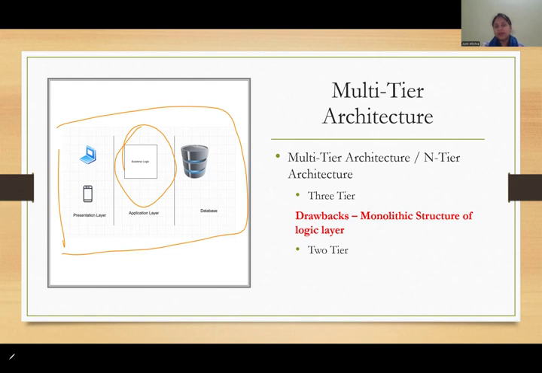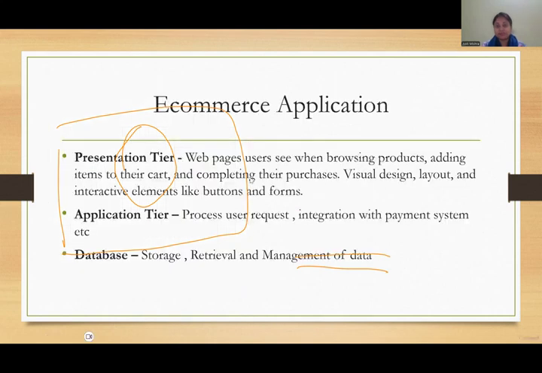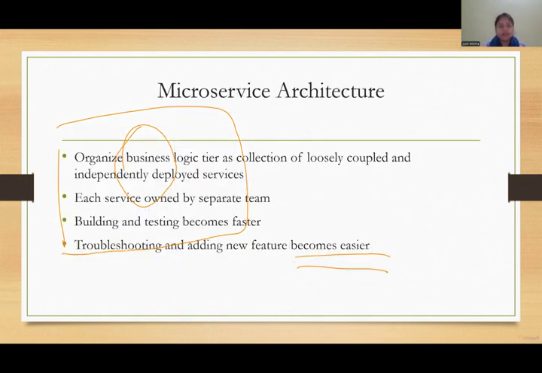In fact, I missed the two-tier one. What do we mean by two-tier? In that case, your presentation and application layer would be one tier, and then you'll have your database. So to start with, having a two-tier or three-tier architecture is a good approach. But as your system expands, your application expands, you have to think about other things. So what is microservice architecture doing?